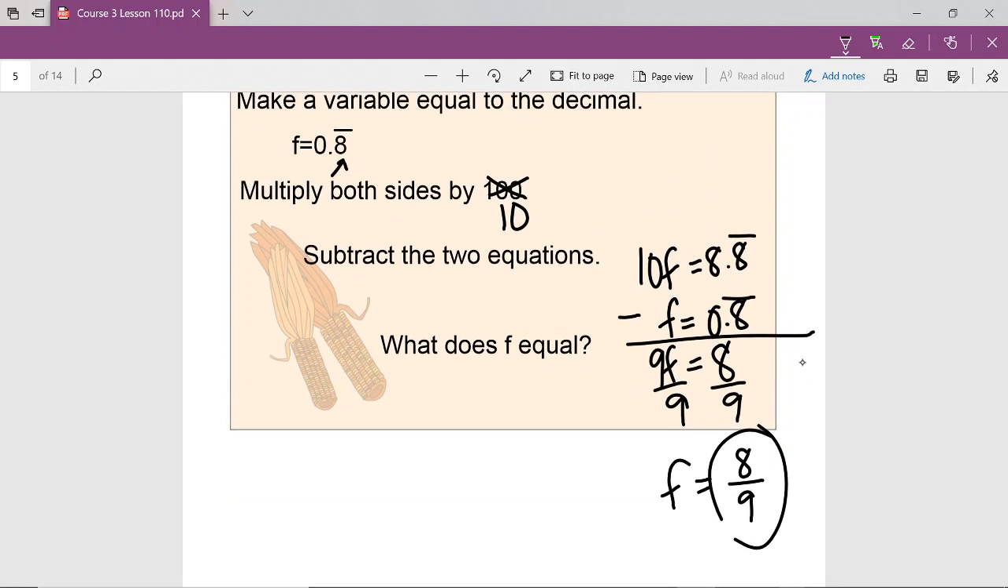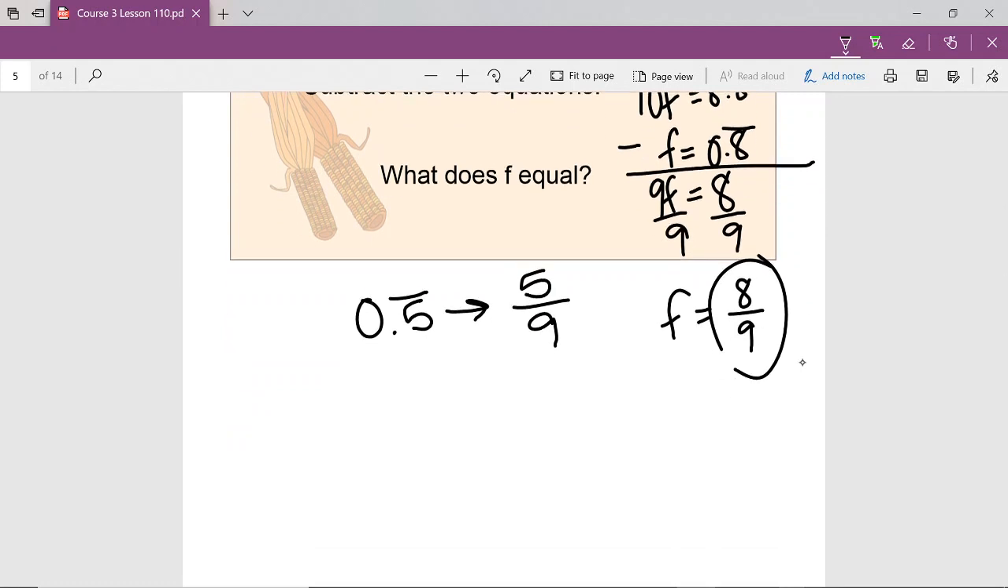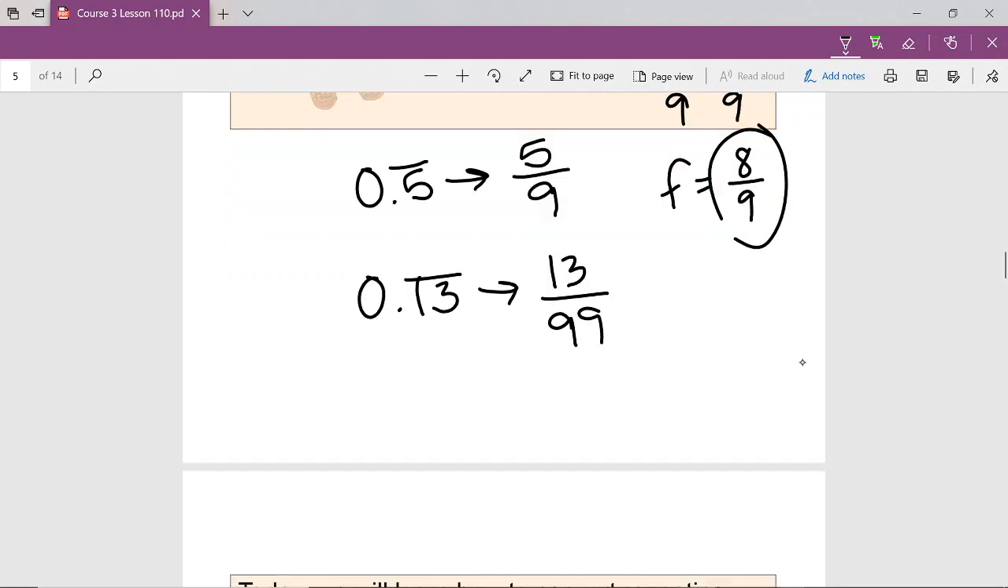I'll give you a little bit of a hint. If it is one number repeating, like let's say 0.5 repeating, how we would show this as a fraction is just that number over 9: 5 over 9. If it's a couple numbers repeating, like 0.13 repeating, I would show 1 and 3, 13 over 99. Or maybe if I have 0.134 repeating, all three of those repeating, then I would show that as 134 over 999.